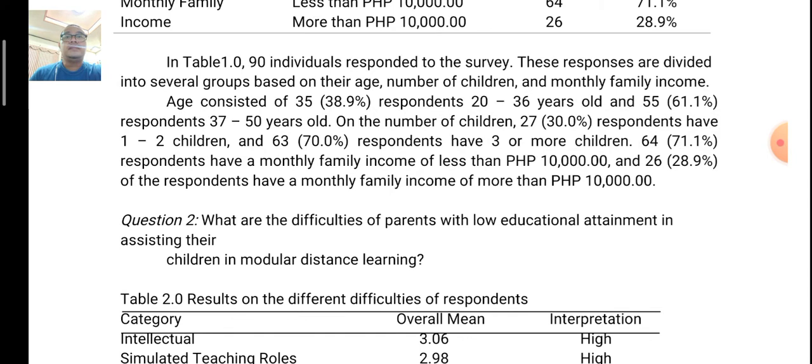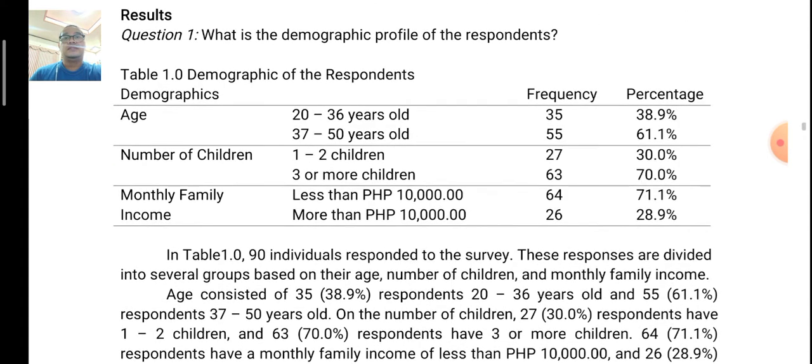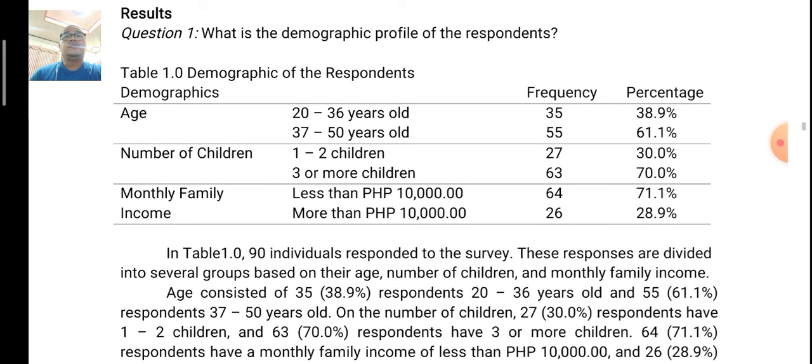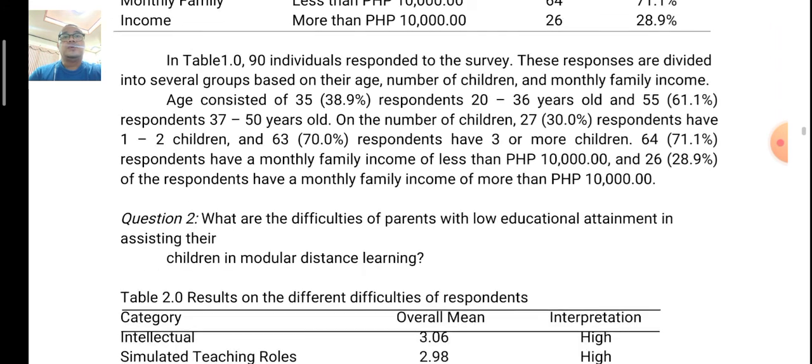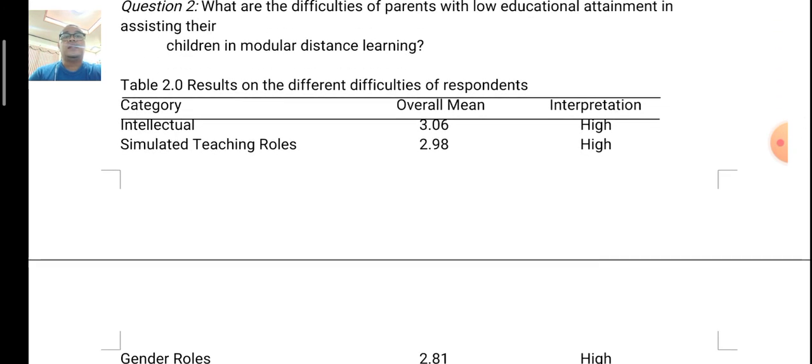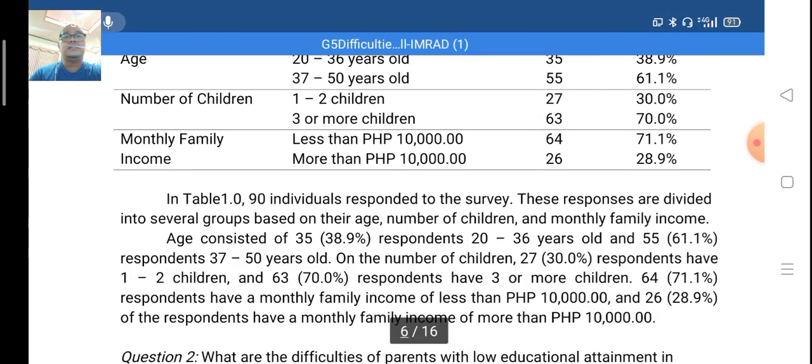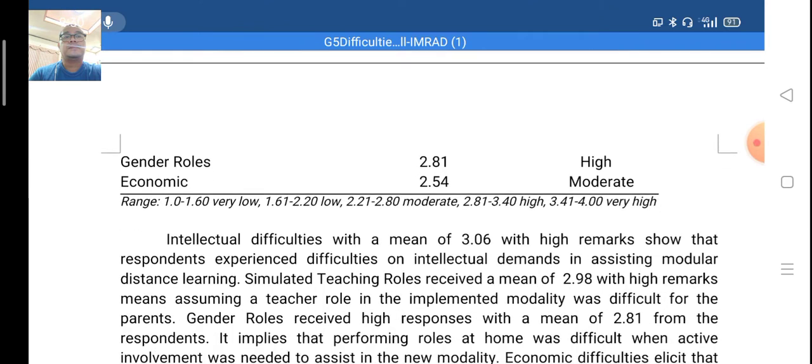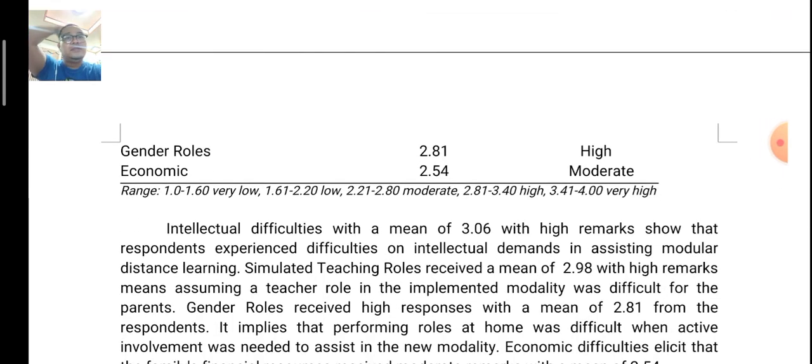Halimbawa, ang gamit nila is age. Yan. Or number of children. So, merong responses under intellectual na age, no? 20 to 36, then 37 to 50. Yan. Overall mean yan. And do not forget, guys, yung range, no? Lagi niyong lagyan ng range yan sa baba ng table para at least alam nung mambabasa, ano ba 'to sinasabi nilang high or moderate, no? Under saan range siya nagfo-fall.